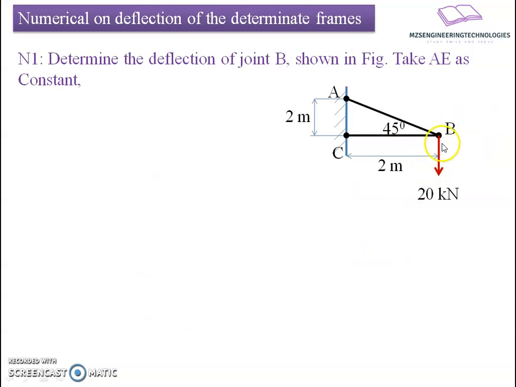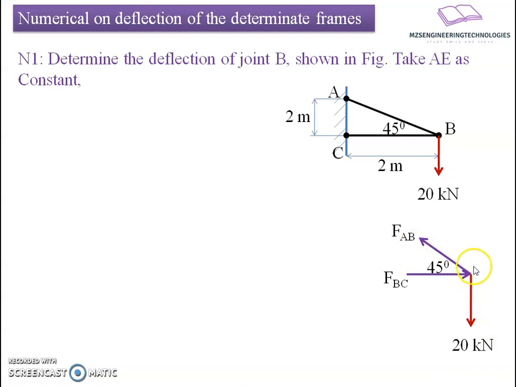To find the deflection at joint B, I have to find the forces in the members, then apply a unit load at joint B instead of the applied load of 20 kilonewton, and find the coefficient of distribution of that unit force among the members. The product will define the deflection caused at joint B due to the given loading system. Let's begin with the force analysis.